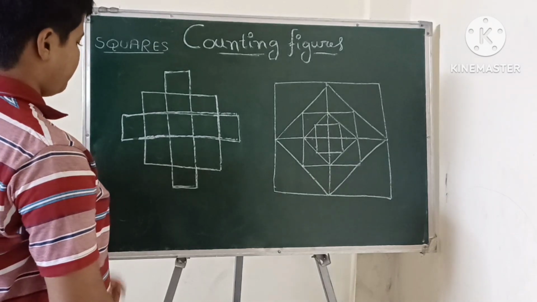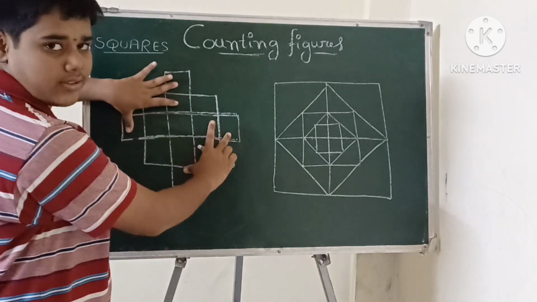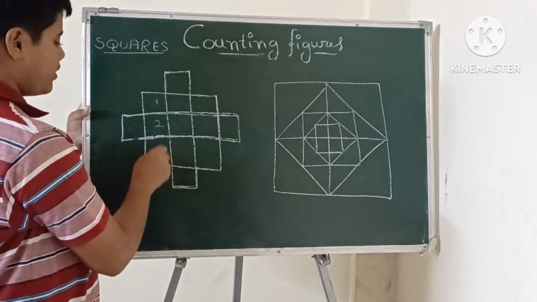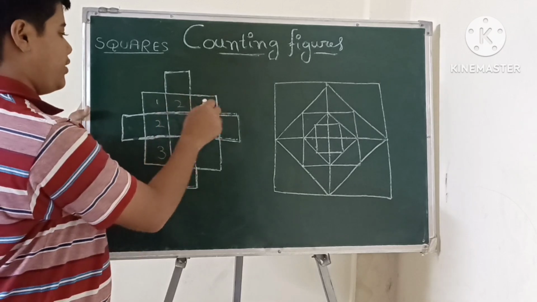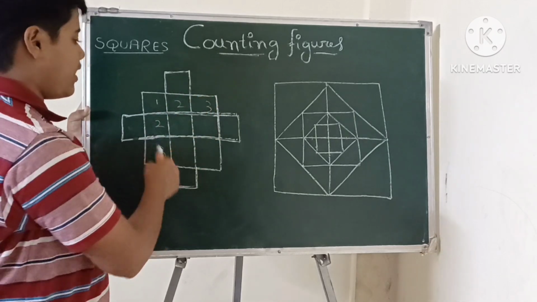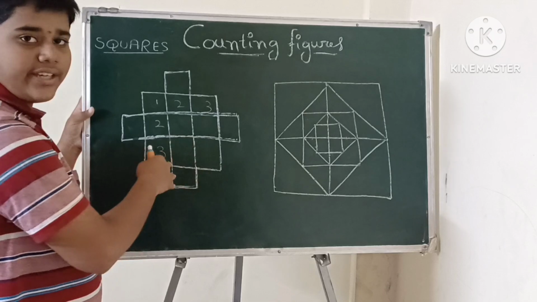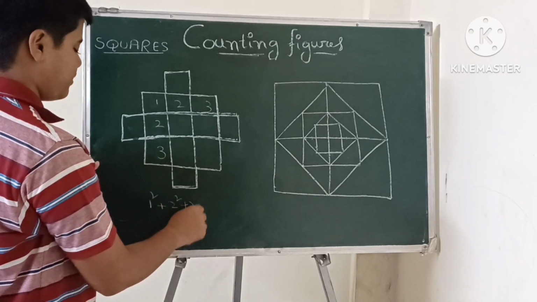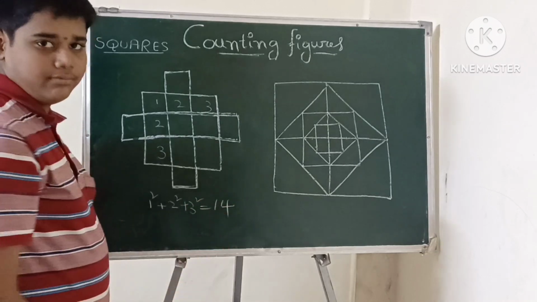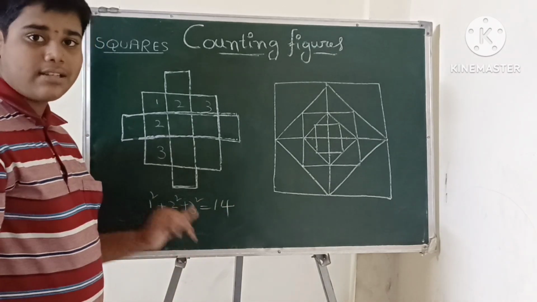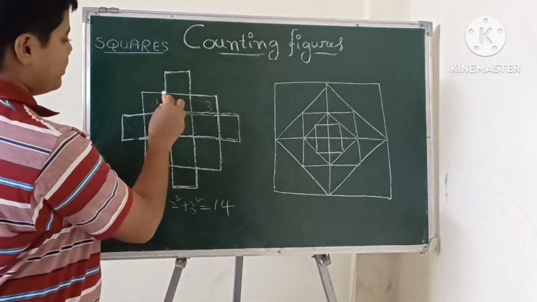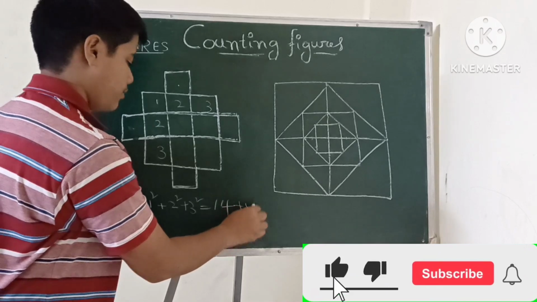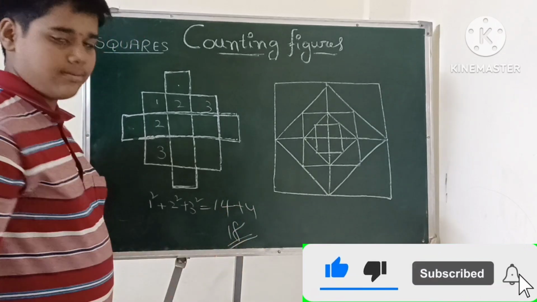So if we see this figure, I am closing these 4 squares and it forms a big square. Here 1, 2, 3 columns are there and 1, 2, 3 rows are there. Rows are equal to columns means this is a square. So we have to square the numbers. 1 square plus 2 square plus 3 square, which becomes 14. 1 plus 4 plus 9, 14. So we have to add outer squares. 1, 2, 3, 4. So plus 4, which becomes 18 squares.